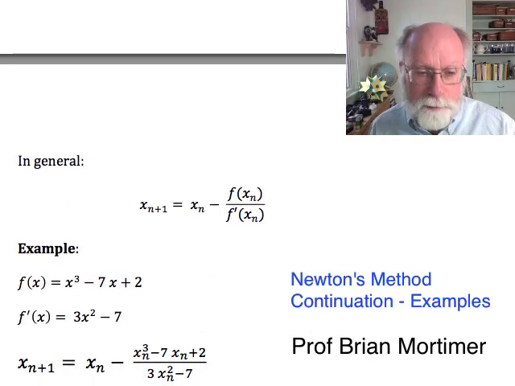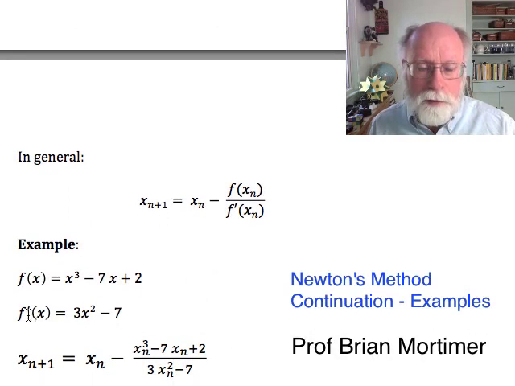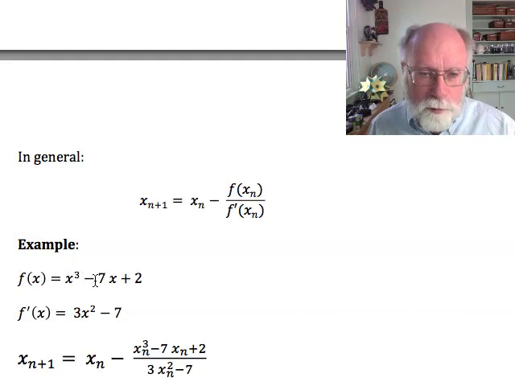Let's do an example. Let's go back to our x cubed minus 7x plus 2, our first cubic. The derivative is 3x squared minus 7.